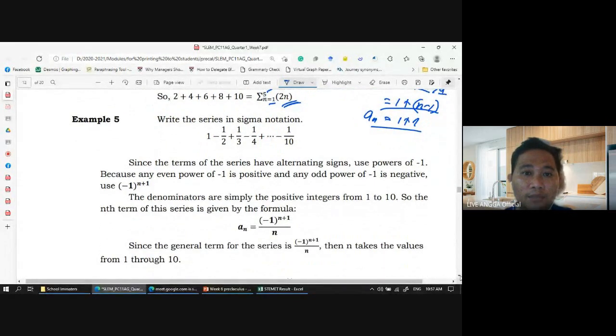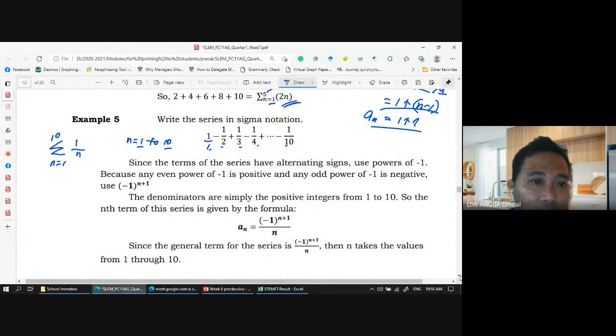1 minus 1/2 plus 1/3 minus 1/4 plus up to 1/10. So, 1 can be written as 1 over 1, so it is clear that the denominators are 1, 2, 3, 4, 5. So, it follows that our n starts from 1 to 10. Right? Yes, sir. So we have the summation of n from 1 to 10. But the problem is that this is 1 over n.